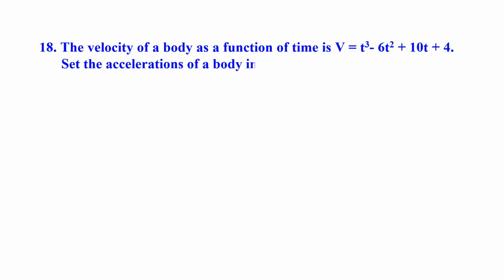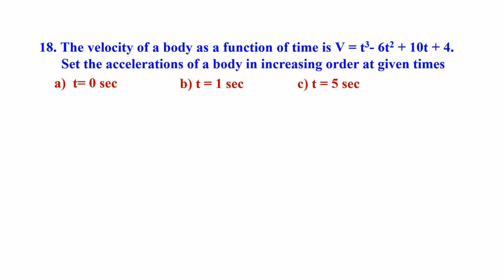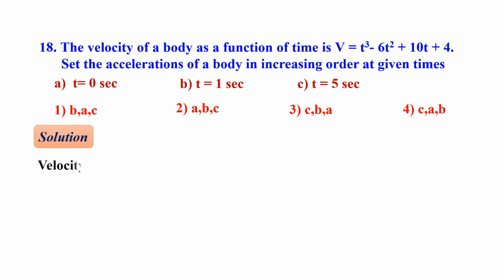the velocity of a body as a function of time is v is equal to t cube minus 6t square plus 10t plus 4. Arrange the acceleration of the body in increasing order at given times: t is equal to 0 seconds, t is equal to 1 second, t is equal to 5 seconds. First option is BAC, second option is ABC, third option is CBA, fourth option is CBA. Now let us go to the solution.